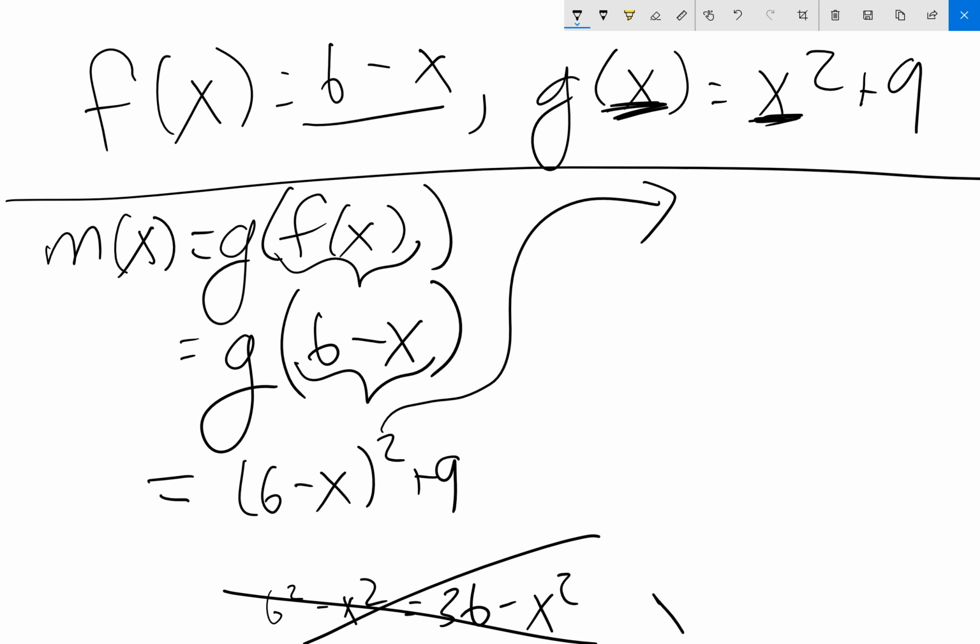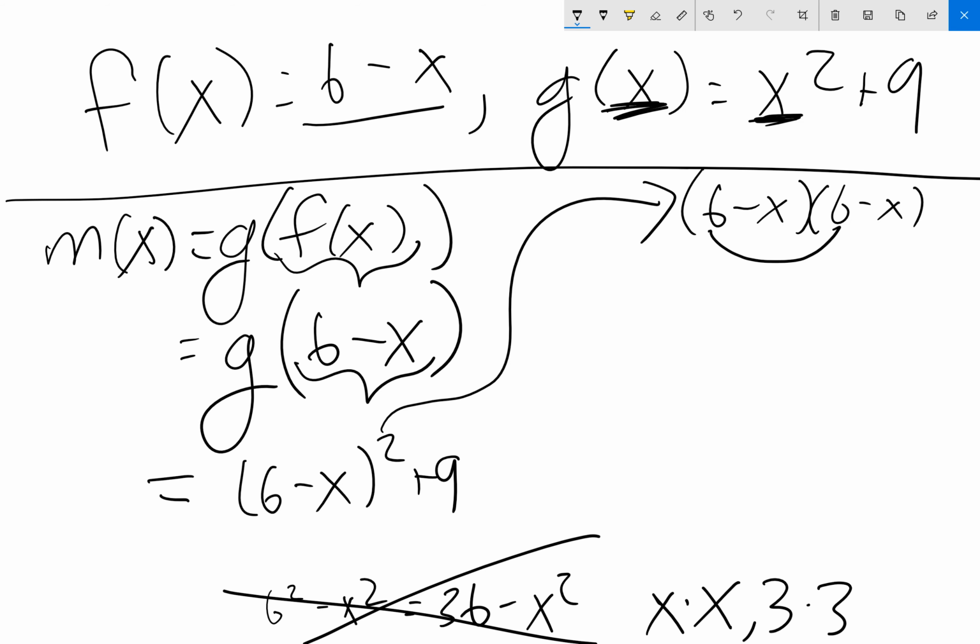So x squared means x times x, right? 3 squared means 3 times 3. So 6 minus x, squared, means 6 minus x times 6 minus x. So we're going to have to FOIL it. First, 6 times 6 is 36. Outer, 6 times -x is -6x. Inner, -x times 6 is -6x. Last, -x times -x is +x squared.